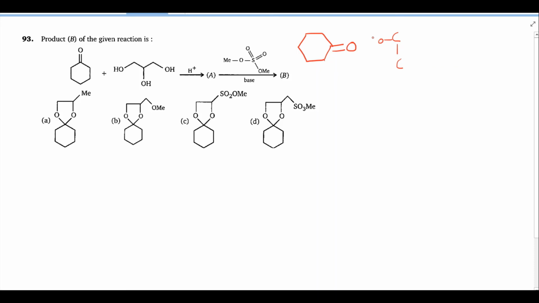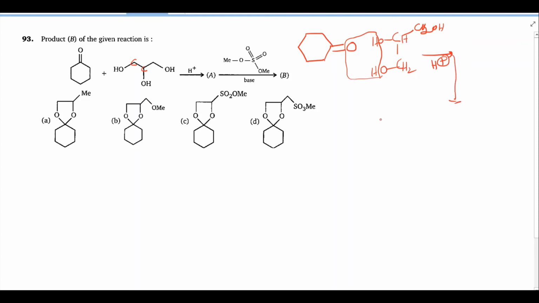There will be an OH here, and there will be another OH. This is C, C. This is CH2OH. Here also CH2 is there, and here CH is there. This is treated with H plus, meaning there will be a capping reaction, like water eliminating.